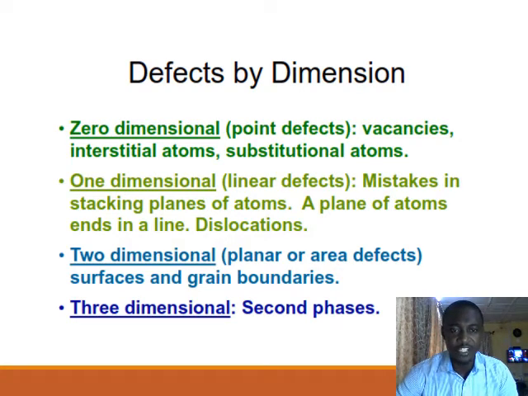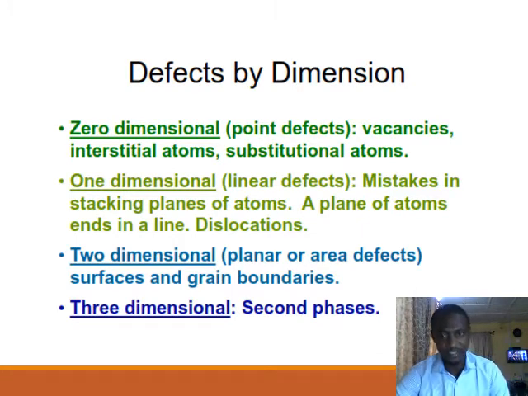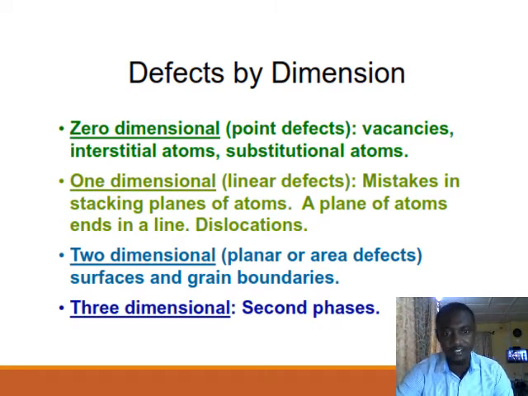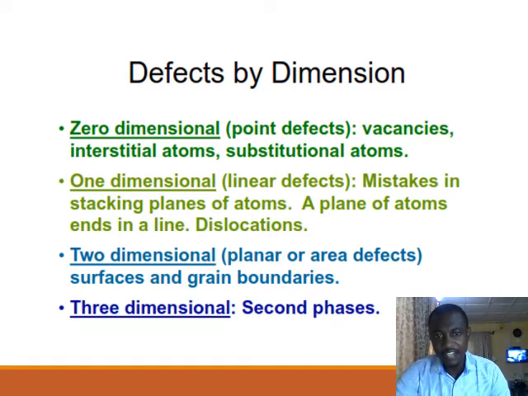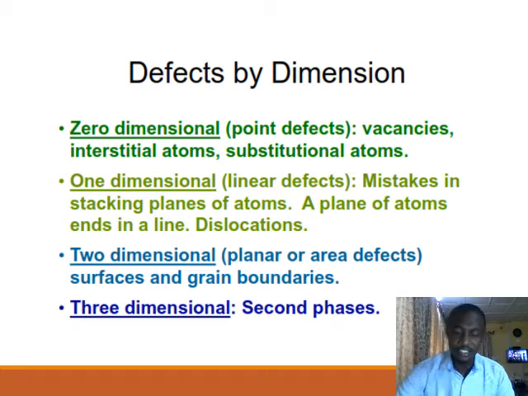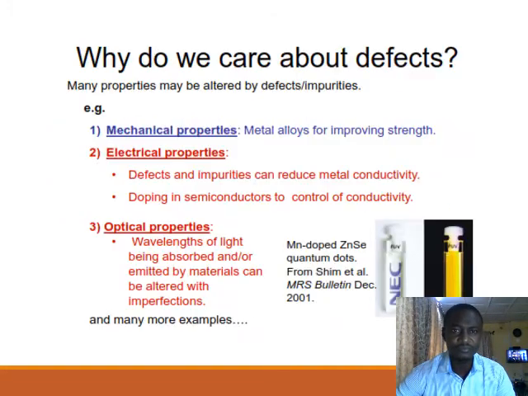And basically, when you hear of a line defect, what comes to mind is the dislocation. I will explain to you later how this impacts on the property of materials. The third is a two-dimensional defect, which is referred to as a planar or an area defect. These are the surface and the grain boundaries. And lastly, we have a three-dimensional defect, which will result from the creation of an entirely new face in the structure. So these are the types of defect that we have based on the dimensions that they present.